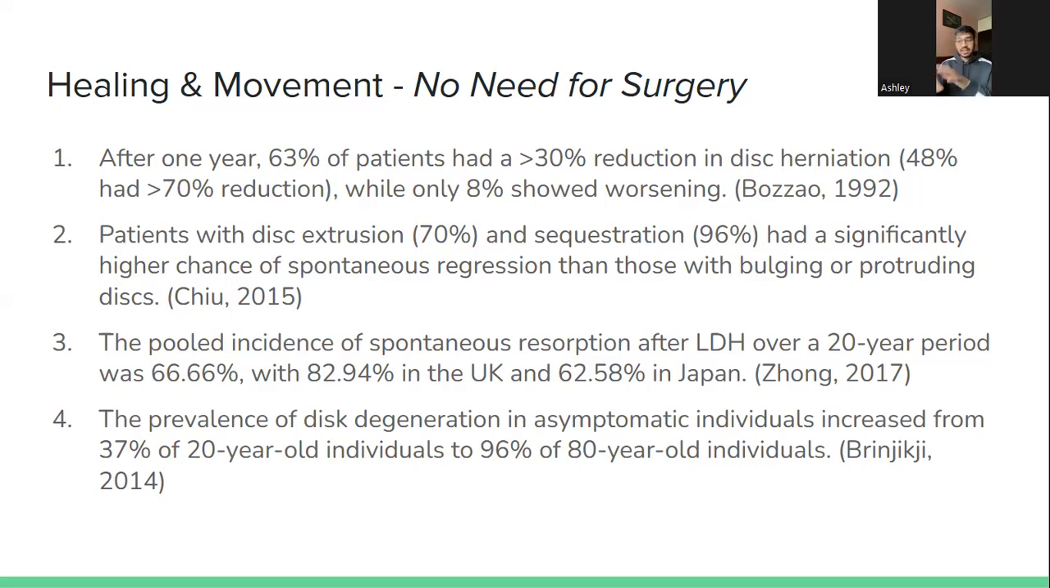In these cases, you can see sequestration 96% recovery था. मतलब in the more severe cases, people are recovering better. There's more recovery than if somebody just had a slight bulge. अगर bulge है थोड़ा सा herniated हो, कुछ improve नहीं होता है, वो वैसा ही रहता है.